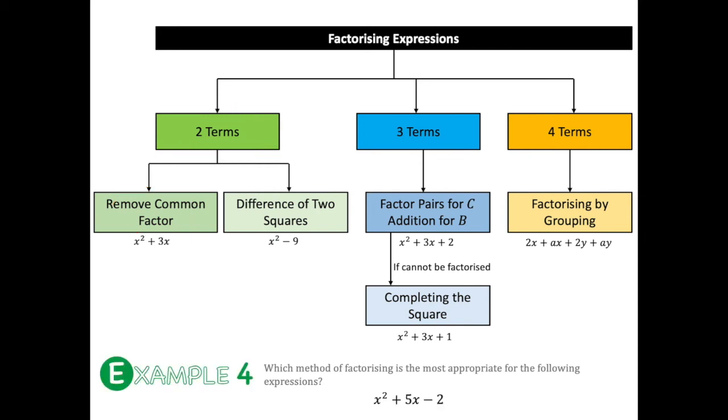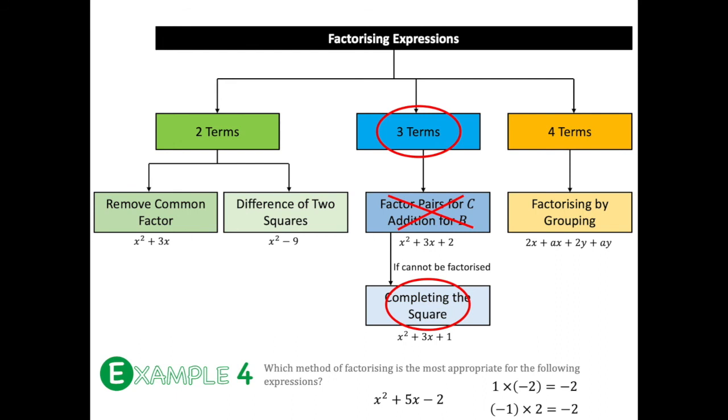And looking at my last example, I've got x squared plus 5x minus 2. So I've got three terms. I need to have a look to see whether I've got any factor pairs of negative 2 that are going to add up to 5. My factor pairs of negative 2 are going to be 1 and negative 2, or negative 1 and 2. Neither of those combinations are going to add up to 5. So I cannot factorize that expression by using a factor pair of C. Because I can't factorize it using that method, I need to complete the factorization by completing the square.